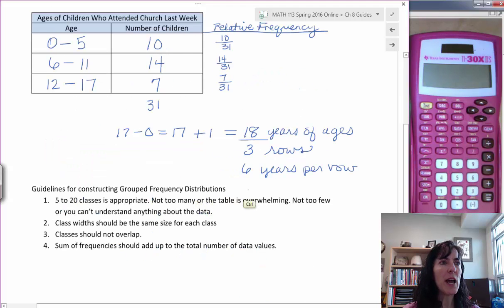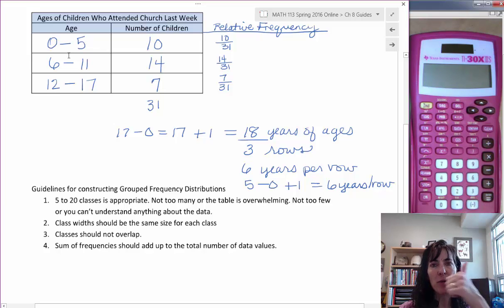And then I looked at 5 minus 0 and then plus 1. So 5 plus 1 would give me 6 years per row. So I was looking for how I can make there be 6 years in this first row. So I went 0 to 5. And so the 0 year, the 1 year, the 2 year, the 3 year, the 4 year, and the 5 year. That was 6 years altogether.